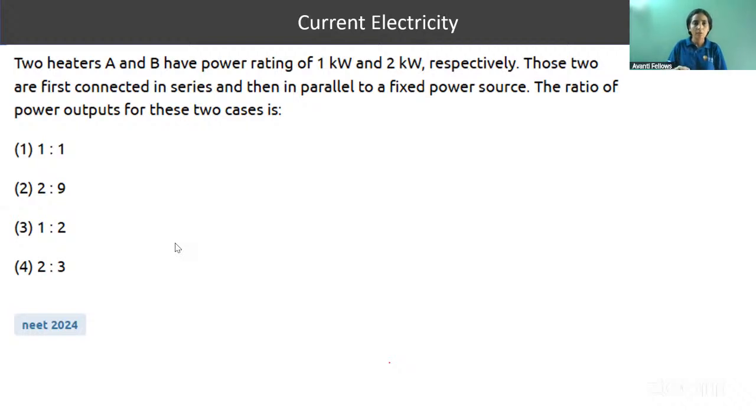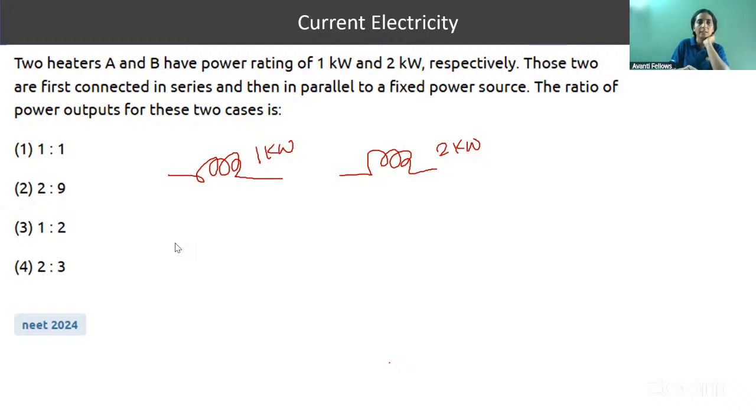ठीक है. So what is the question? There are two heater. We have two heater A and B. So let's indicate heater like this. So we have two heaters. And their power rating is 1 kilowatt in one case, another is 2 kilowatt in another case. Okay? Those two are first connected in series and then in parallel to a fixed power source. The ratio of power output for these two cases will be how much?